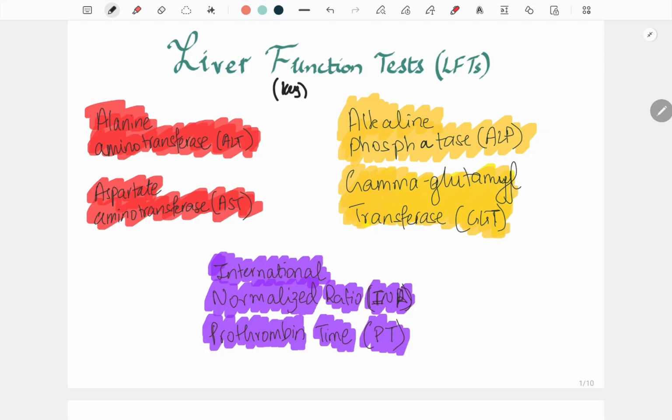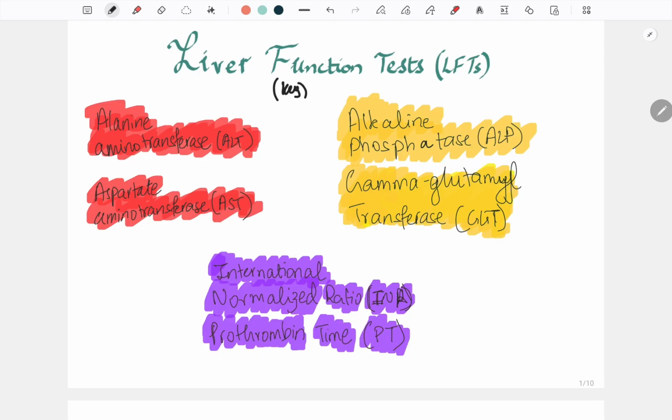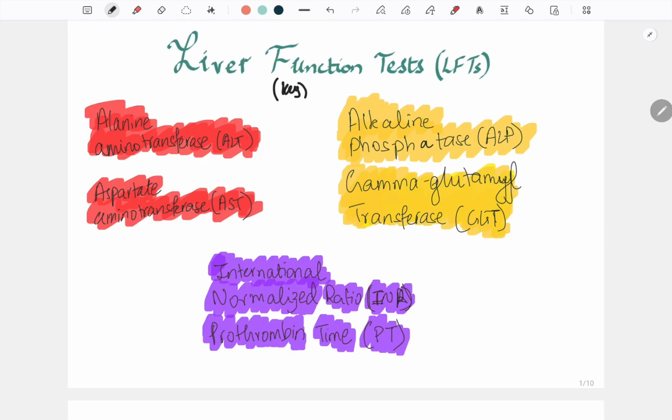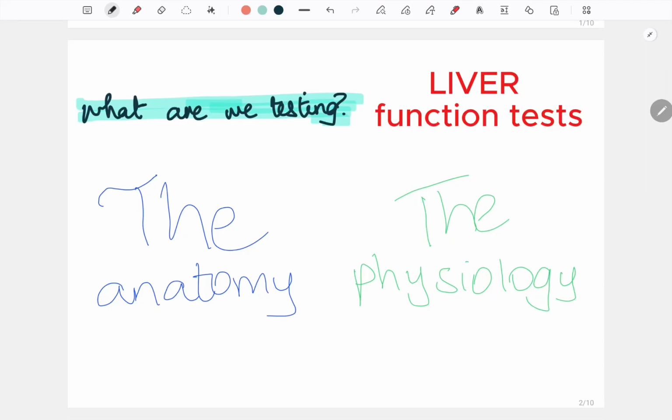Anyway, enough about me. Before I continue, here's a small key. You're going to be seeing a lot of different letters put together, but this is what these letters mean. Four of those combinations are just enzymes: ALT, AST, ALP, GGT. They're all just enzymes, and then the last two, INR and PT, are a way of measuring clotting, which we'll get into later.